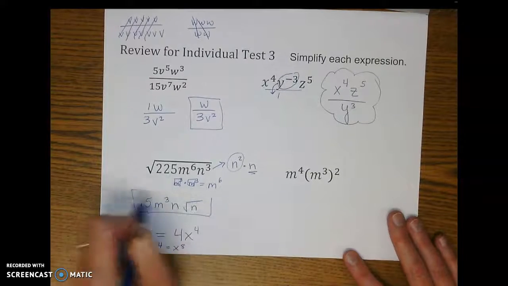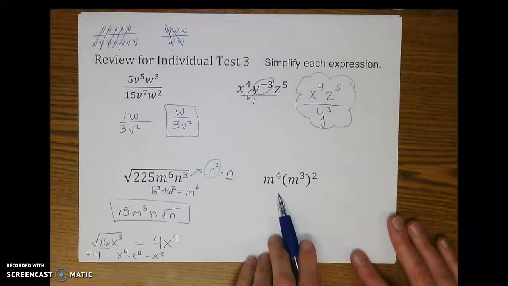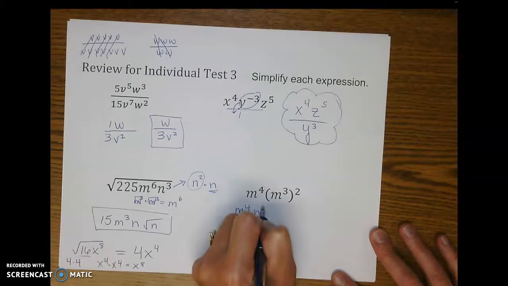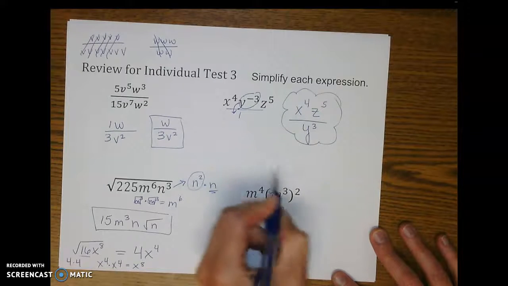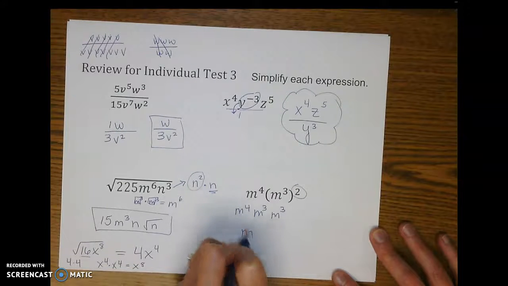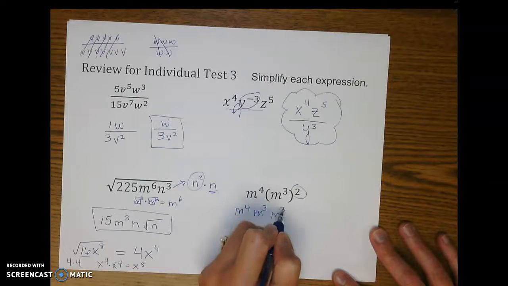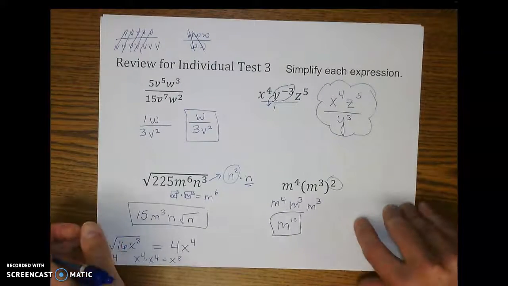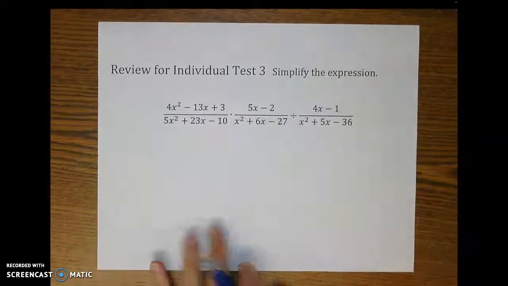All right, so here's our answer for that one. Okay, this one here, we need to simplify this further. So here's m to the 4th, and then I have m to the 3rd twice, right? There's 2 of these, so twice. And you just count them all up. So here's 4, 5, 6, 7, 8, 9, 10. That's it for those.